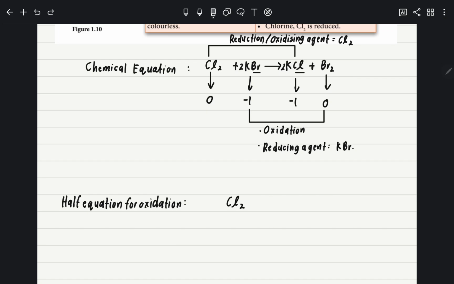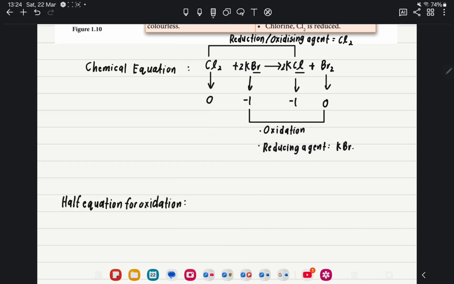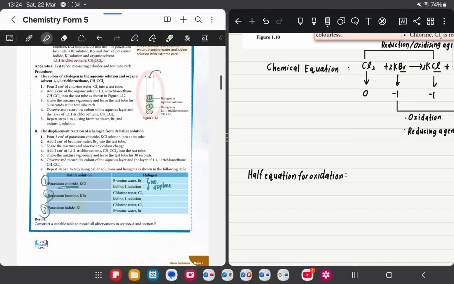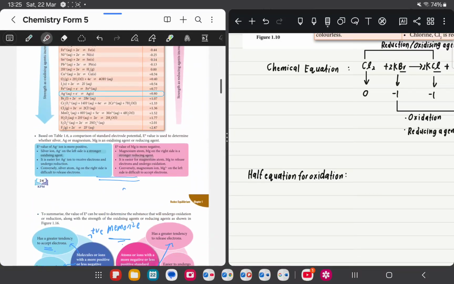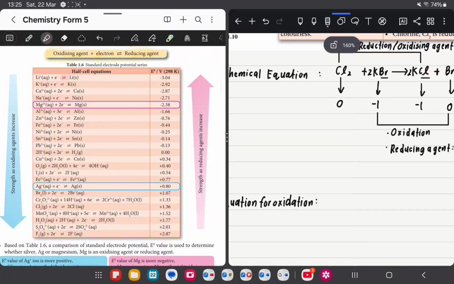Or if you feel more confused, don't worry, take this table. Okay, wait, where is your table? Okay, so this is the table, right? So you know that your oxidizing agent is who? Chlorine. Find chlorine. Okay, study chlorine. Yeah, I found chlorine somewhere here. Okay, wait, I use the cursor. Okay, this one, right? So this is the equation for chlorine.